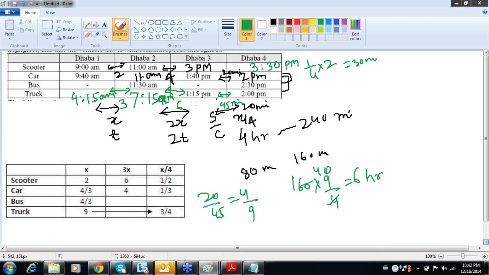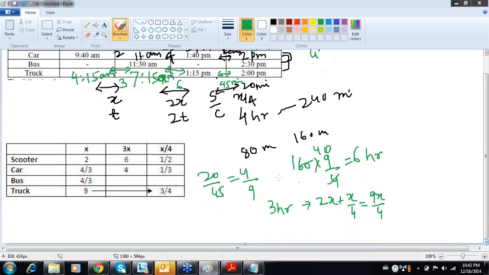So from 11:30 a.m. to 2:30 p.m., that means it took 3 hours to complete how much distance? 2x plus x by 4. That means 9x by 4 distance it completed in 3 hours. So for x distance, how much will it take?